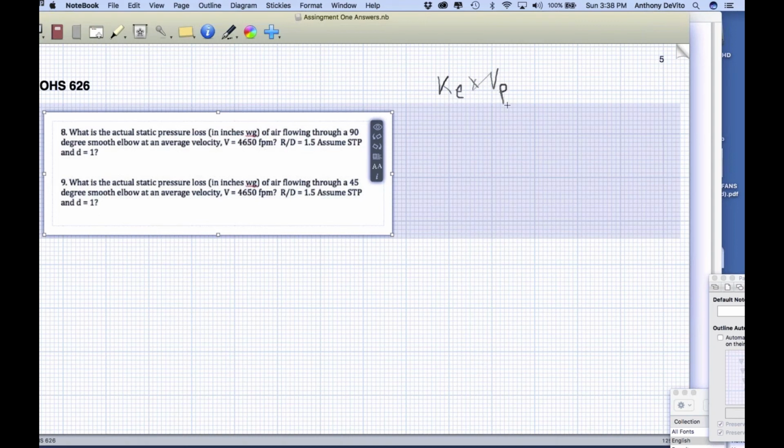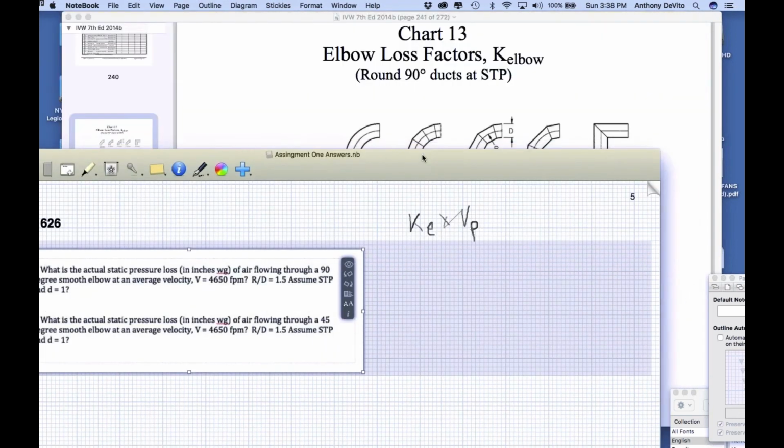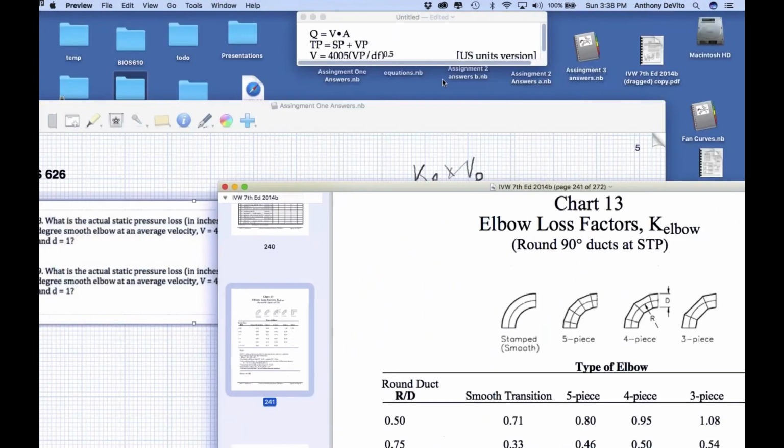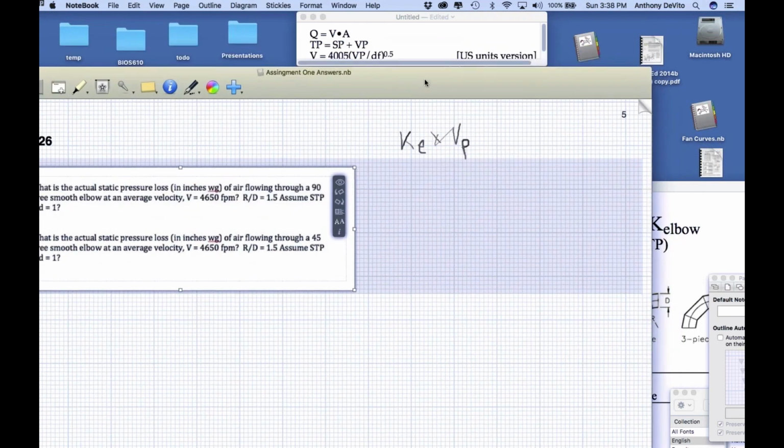Okay, so it's going to be related to how fast that air is moving through here. So let's see what that loss in static pressure is going to have to be. We know the velocity, but we don't know the velocity pressure. So we look back here. We have a formula which tells us that our velocity is equal to 4,005 times the square root of our velocity pressure.